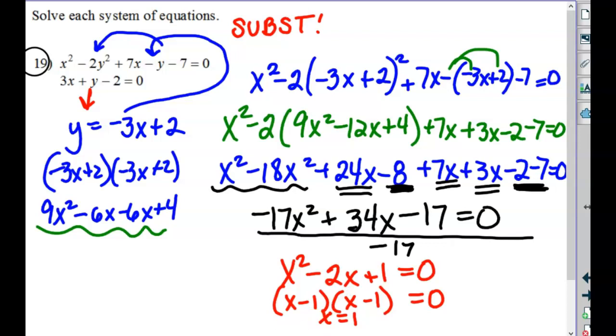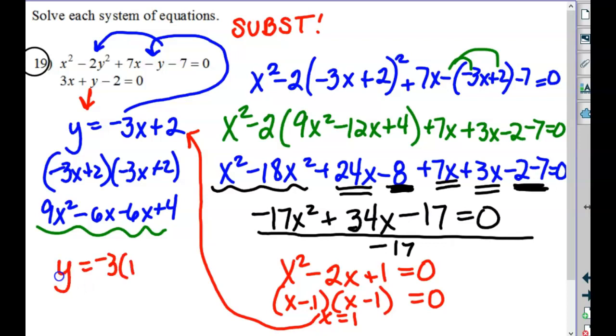If you plug that back in, where can we plug that back in? Where's the easiest spot to find y? The one that said y equals, right? So y equals negative 3 times 1 plus 2, which would be negative 1. Did I do that right? So the solution we got was 1, negative 1.